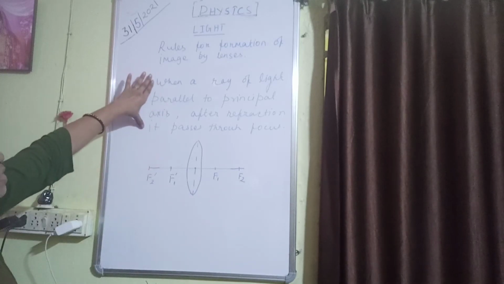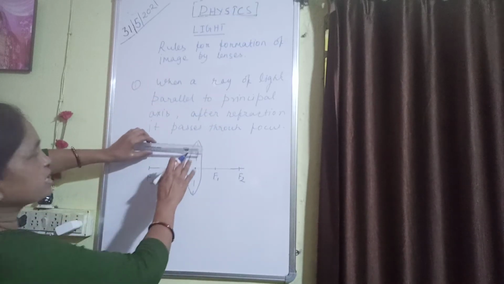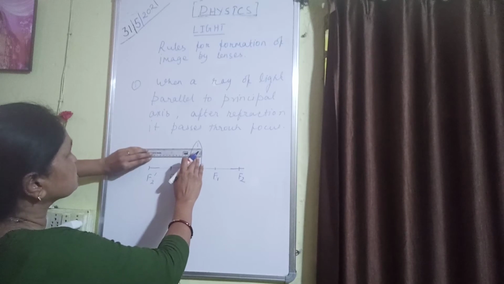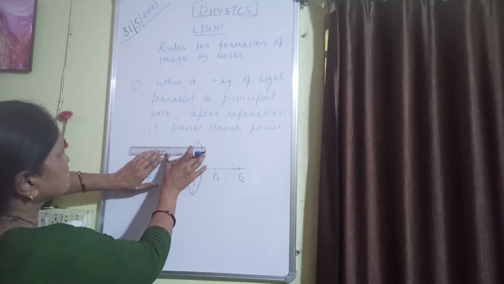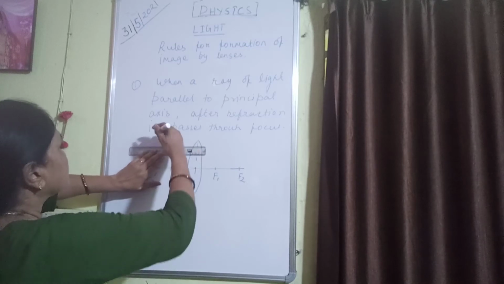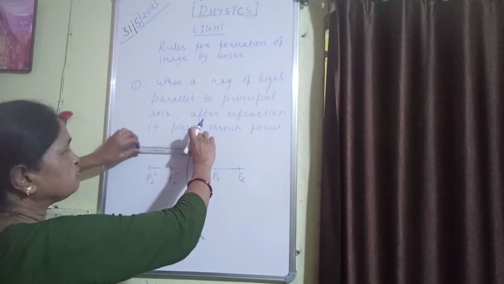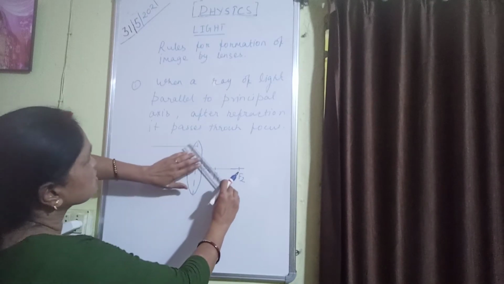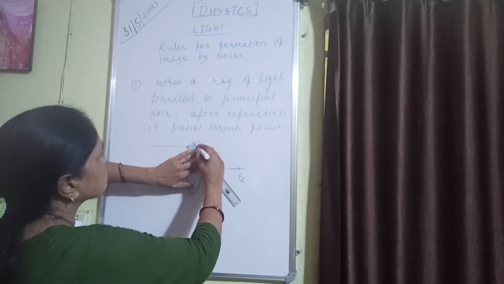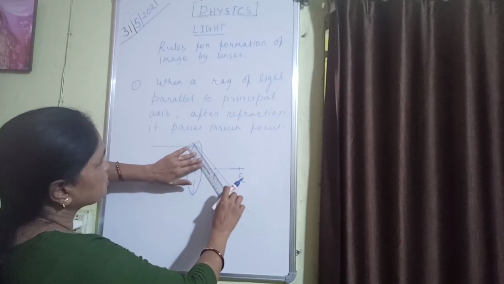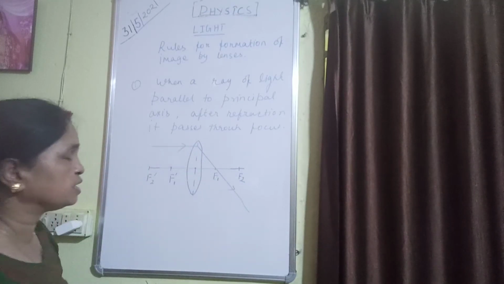Then let's see the rule. When a ray of light is parallel to the principal axis, take any ray of light parallel to the principal axis. See this? Parallel to the principal axis. After refraction it passes through the focus. This is your focus. So students, don't forget to give the arrow mark.